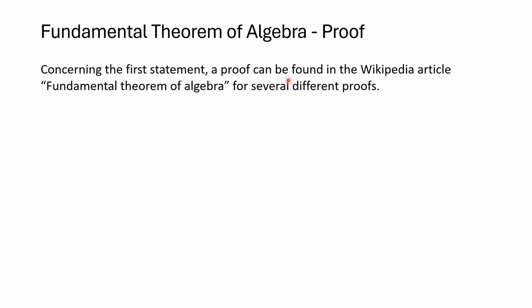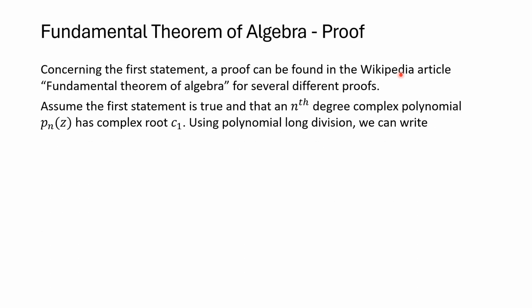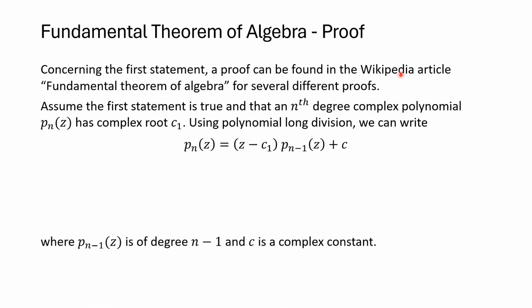Okay, as I mentioned, the first part of the proof is not going to be proven here, but it can be found in the Wikipedia article, Fundamental Theorem of Algebra. Assuming that's true, that there's always at least one complex solution to an nth degree complex polynomial, we'll go ahead and show that you can factor the polynomial as we showed in the previous slide.